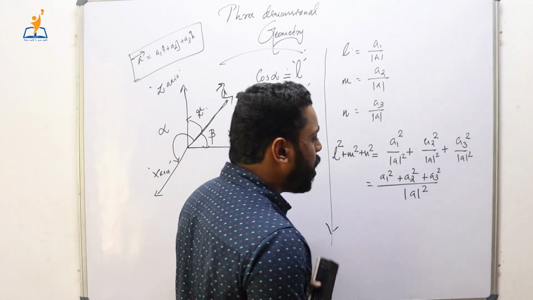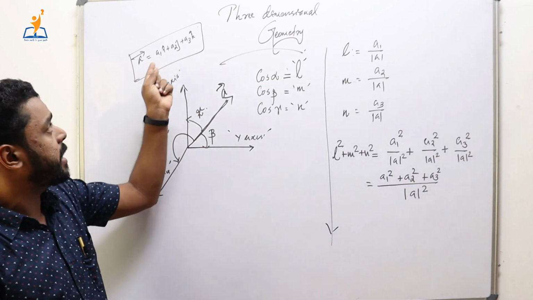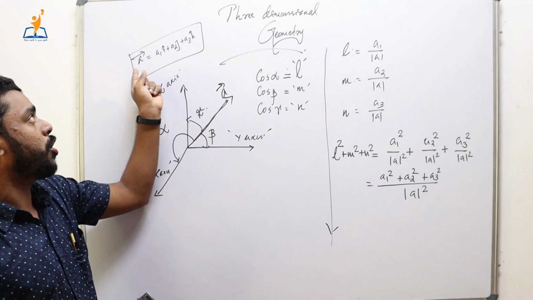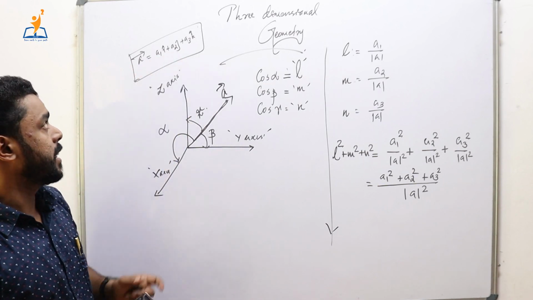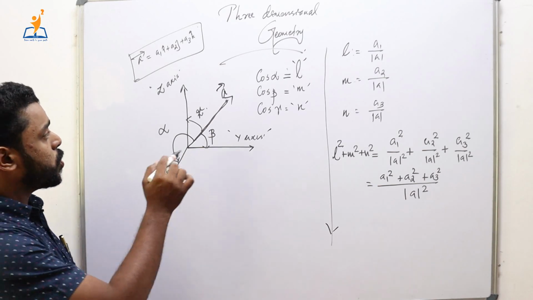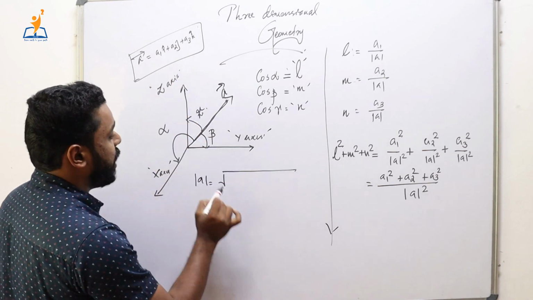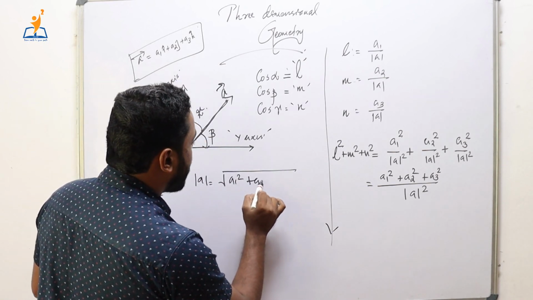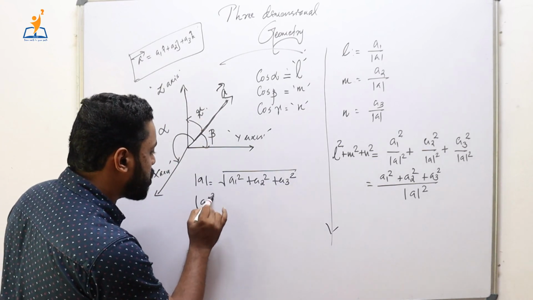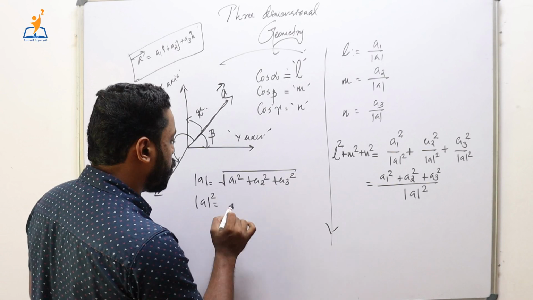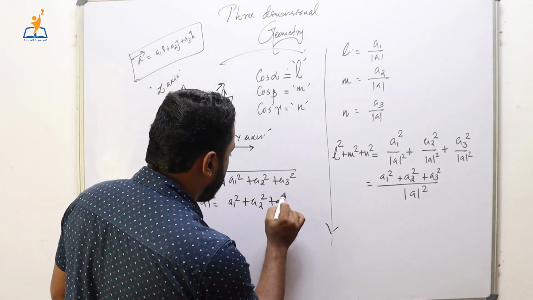Now look at this, A1 square plus A2 square plus A3 square. What are A1, A2 and A3? A1 is the first component of the vector A, A2 is the second component of the vector A, and A3 is the third component of the vector A, right? So mod A is nothing but square root of A1 square plus A2 square plus A3 square, isn't it? That means mod A square, taking off the square root, becomes A1 square plus A2 square plus A3 square.